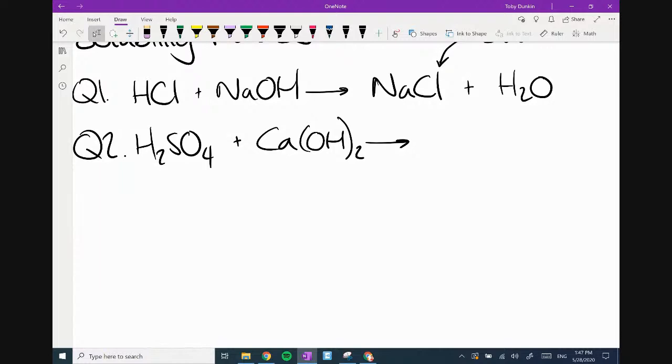I love the fact that Rue has even balanced it. Well done. Good job. Ruby, there's no oops here. You don't need to worry. You're not going to be typing something in your exam, so it's absolutely fine. Con balanced it as well. Amazing. Water and calcium sulfate.